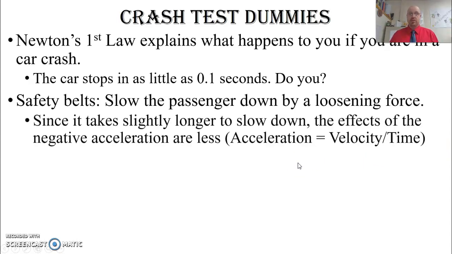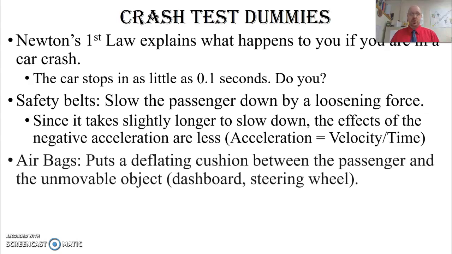And if you weren't wearing a seatbelt at all, you would fly through the window because you would continue traveling at the pace that your car was before. So safety belts slow down a passenger by a loosening force, and this takes slightly longer, so the effects of that negative acceleration are less. Remember, acceleration is the change in velocity divided by the time, and if we can lengthen the amount of time, we reduce the amount of force, because force is mass times acceleration. And if our acceleration is now slower because it's negative acceleration, the force will be less on your body.